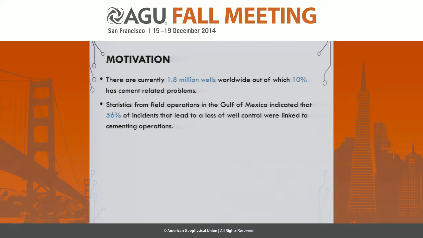Motivation. Wells provide us the access to the hydrocarbons beneath Earth's surface. There are currently 1.8 million wells worldwide, and out of which 10% has cement-related problems. Also, the statistic from Gulf of Mexico shows that 58% of the incidents that lead to the loss of well control were linked to the cementing operation. So these facts brought our interest to the well-bore cement.